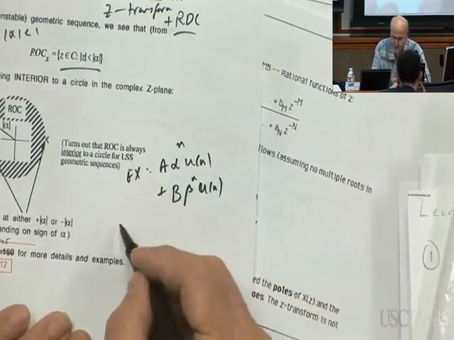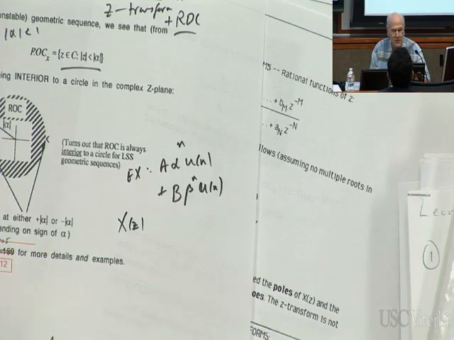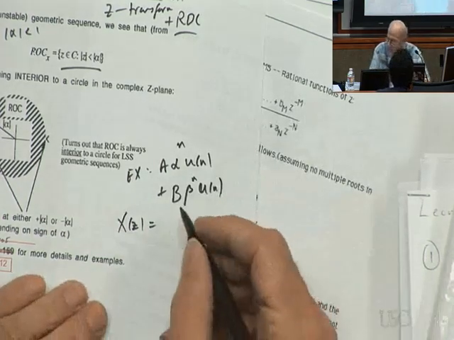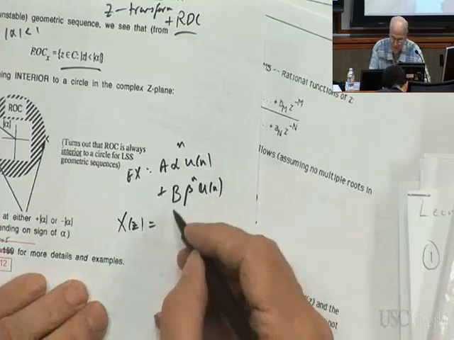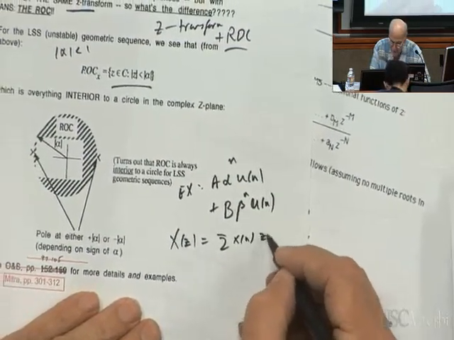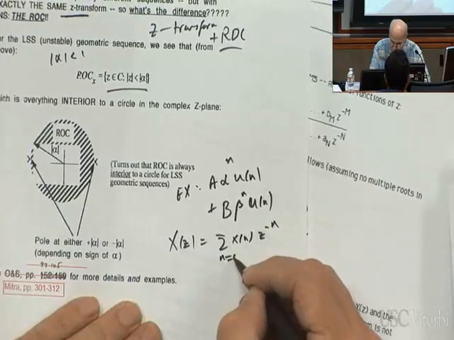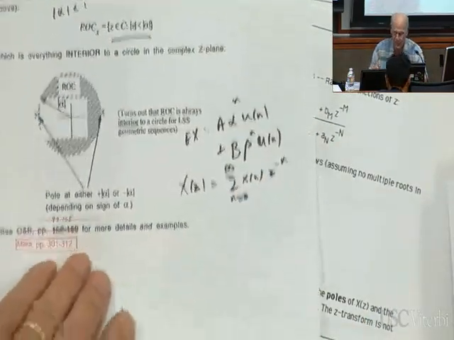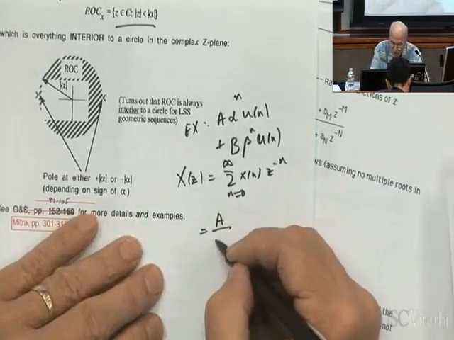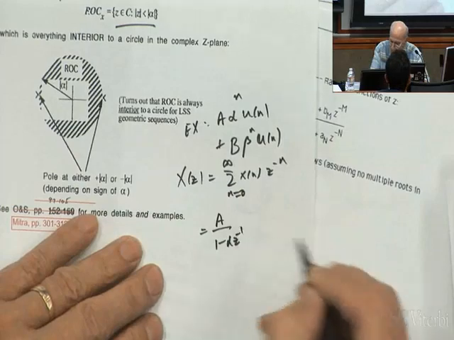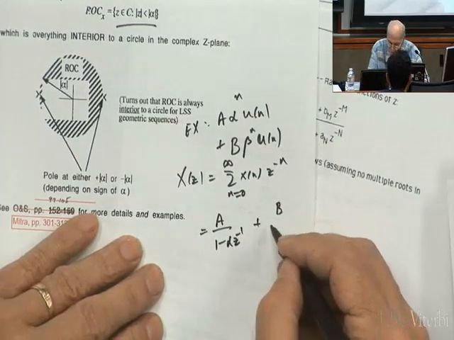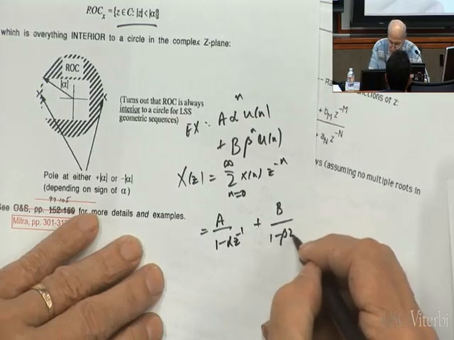And what is x of z? Well, since the z transform is strictly linear, we can just use the results we derived before. It's going to be the summation of x of n z to the minus n, n going from 0 to infinity. This is the first example. And what are you going to get? From the first example, you're going to get a over 1 minus alpha z inverse plus b over 1 minus beta z inverse.